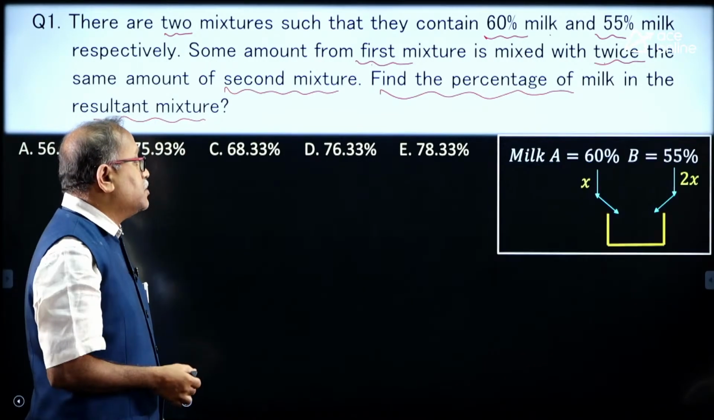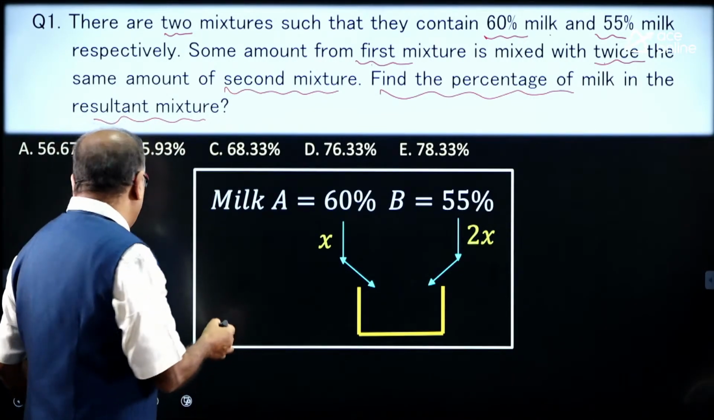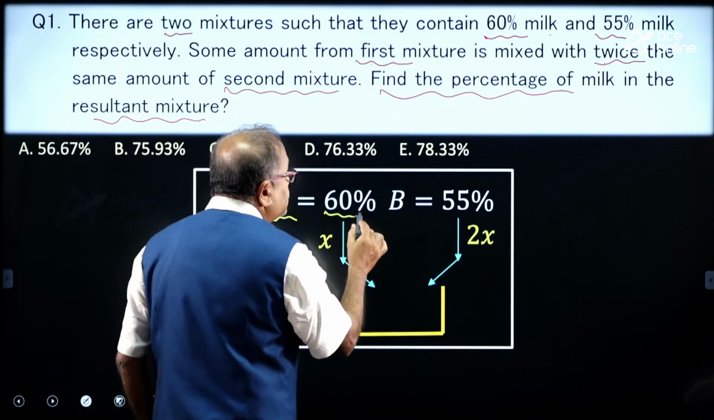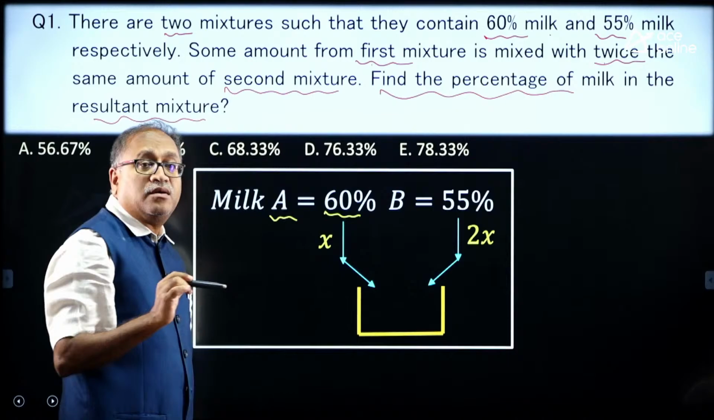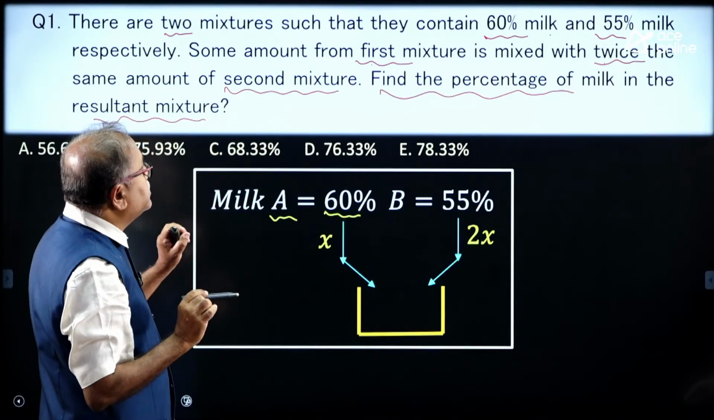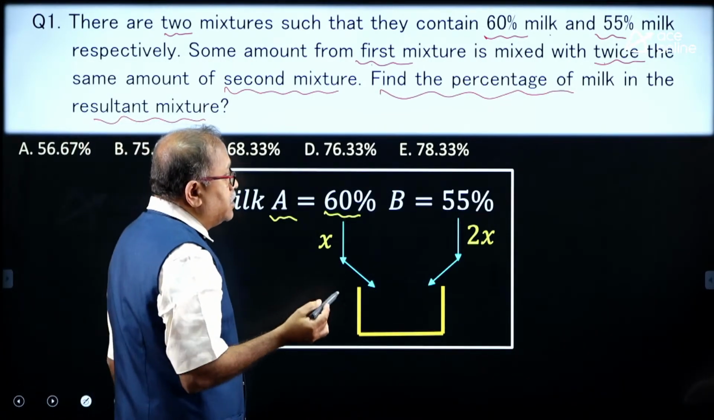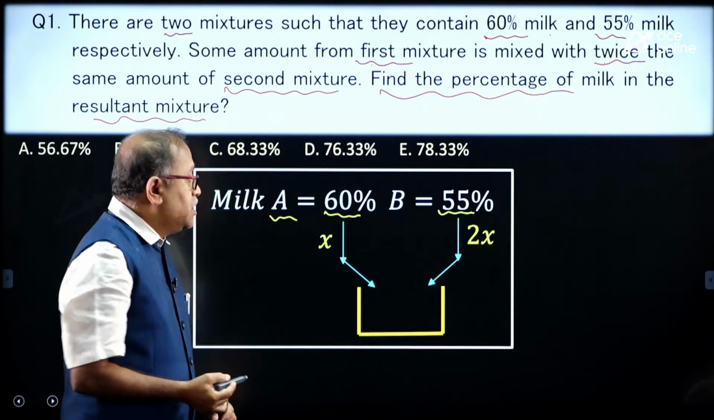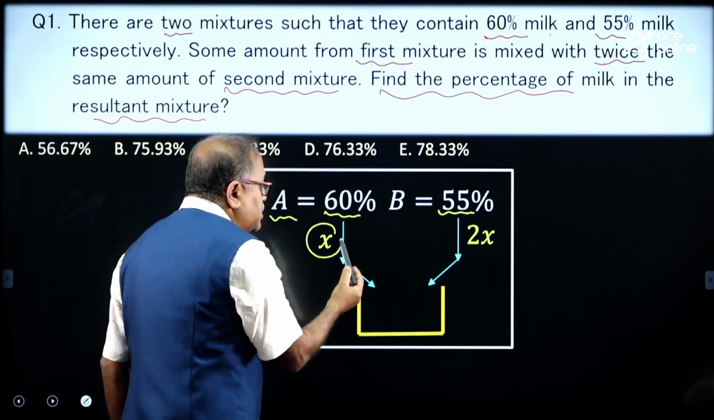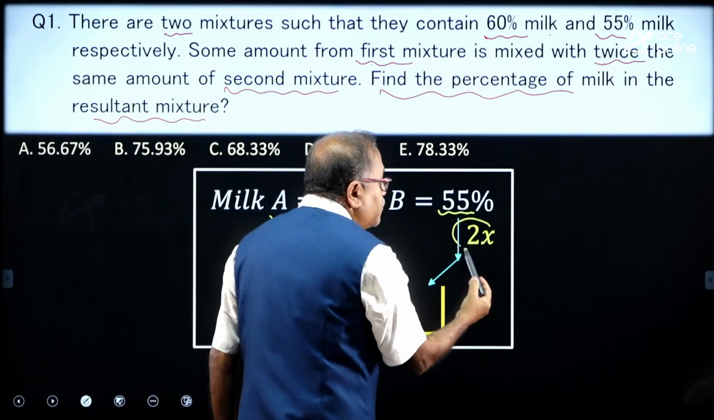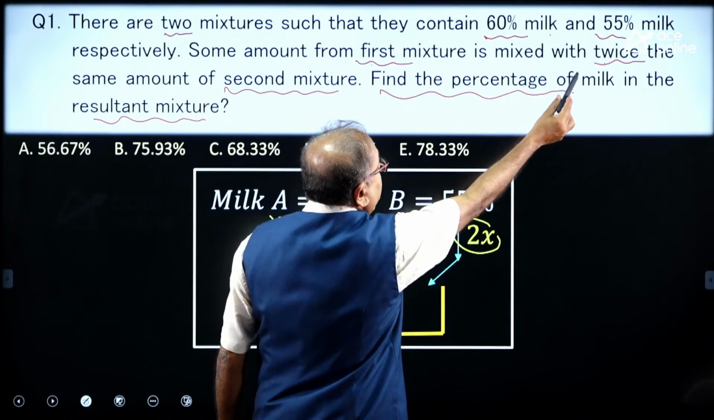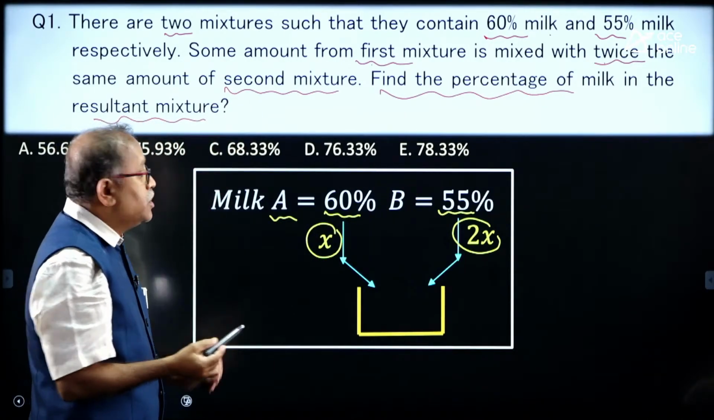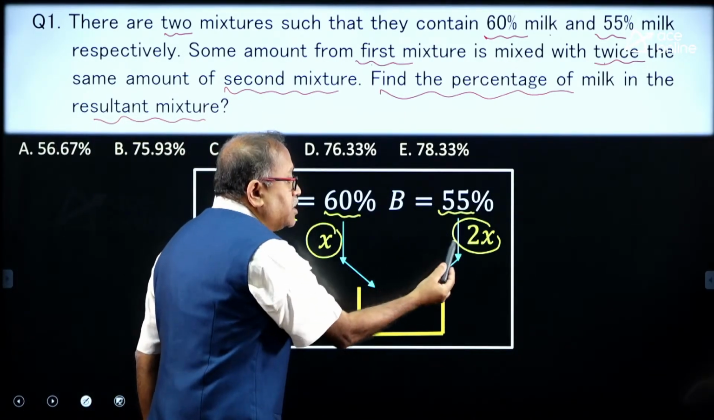So, finally, what is the question here? You can see over here, mixture A is there in which 60% milk is there. In another one, in can B, 55% milk is there. Some amount of the first one is taken with twice the same amount of the second mixture, 2 times. So, we know the ratio.